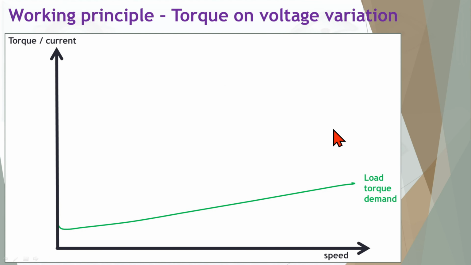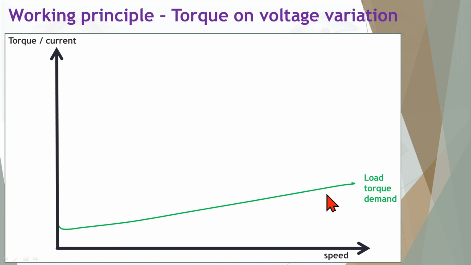Then let's have a look at the effect of reduced voltage variation on the motor torque and the current. Suppose this green line is the load torque demand. If you connect a pump or couple a load, then this is the torque demand. Suppose this is the full load torque.